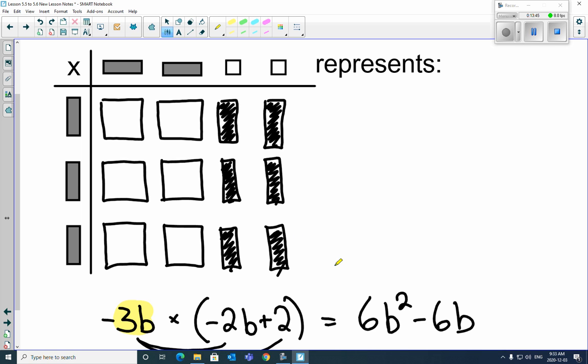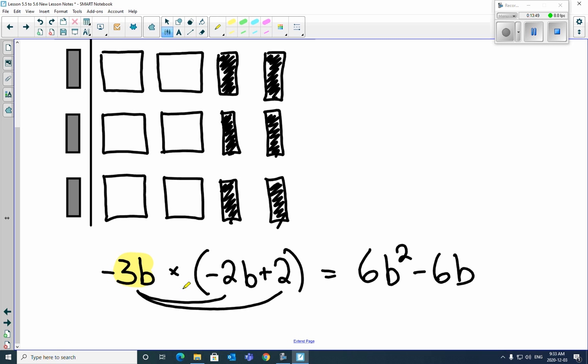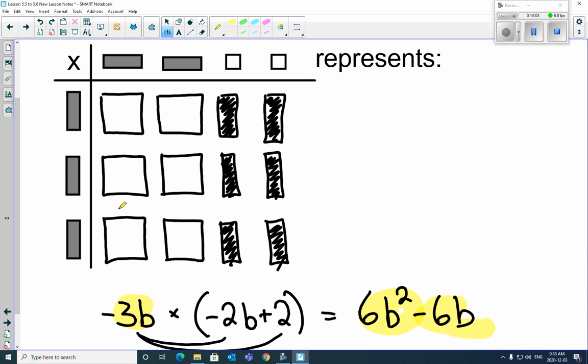That's a binomial. So if we wanted to, we could do the distributive property, right? This is the algebraic way. Negative 3b times negative 2b. We're distributing; negative times a negative is a positive. B times b is b squared. That's easy. Negative 3b times positive 2 is negative 6b. So again, some of you can do it algebraically, fine. If you need to do it with a picture, do it that way.